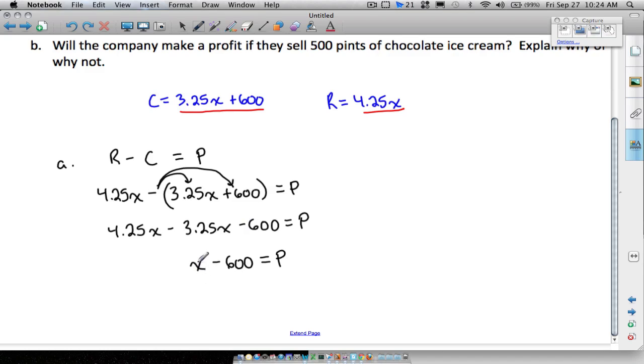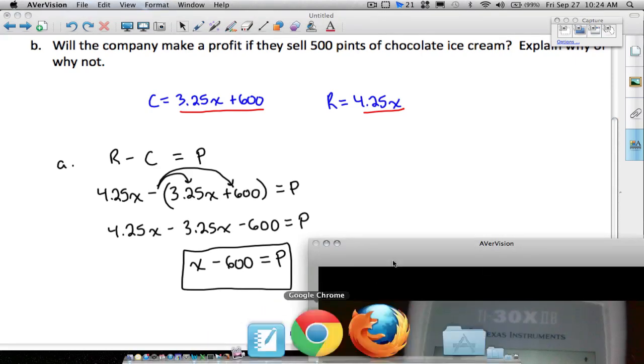For example, if they made 601 pints, they would make $1 profit. Let me show you that in this example, or the two formulas up here again, how I'm coming up with that number. This is the answer to question A, but I want to look a little bit deeper into it.